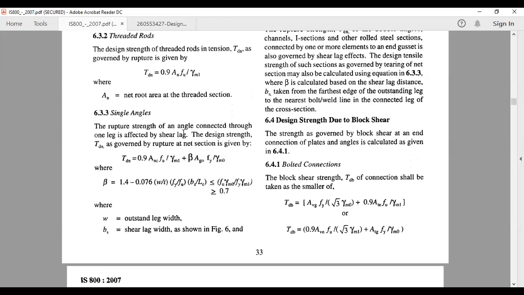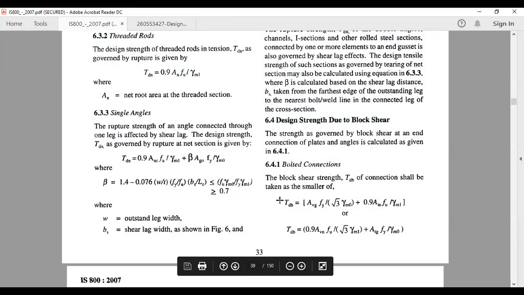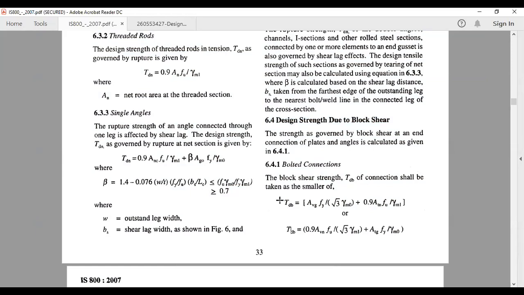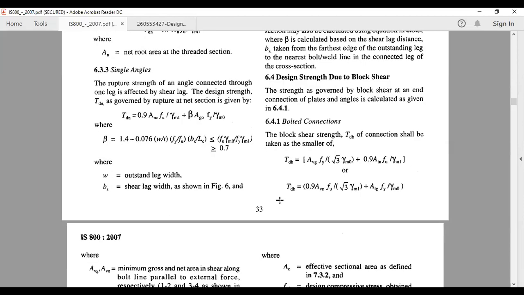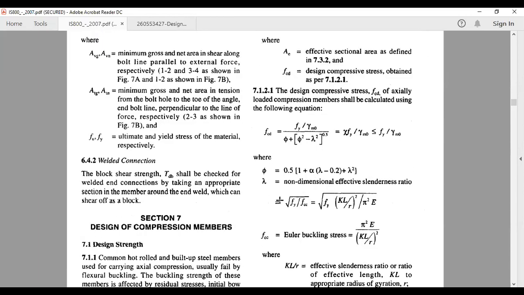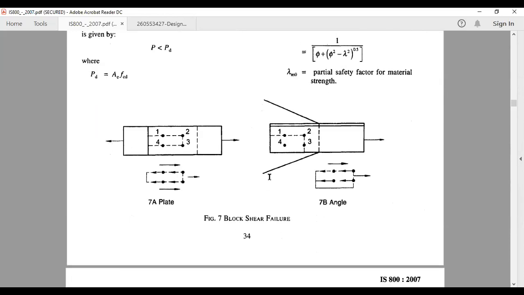Now, other than these two, we have one more strength we come across, which is block shear. The member will also fail due to block shear. So this is 6.4, wherein you calculate the strength due to block shear. Two expressions are there for block shear, depending on whether the yielding will take place along the shearing plane or along the tension plane. There are two planes involved in this block shear: one plane subjected to tension, the other plane subjected to shearing.